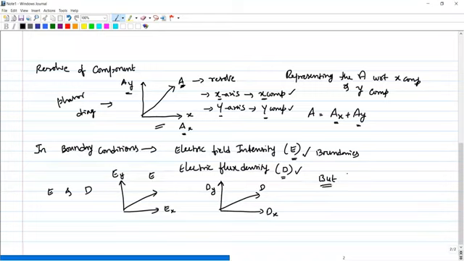But here, how will be the value of E? What will be the value of E? E is equal to Ex plus Ey. Similarly, what will be the value of D? D will be equal to dx plus dy. Okay.